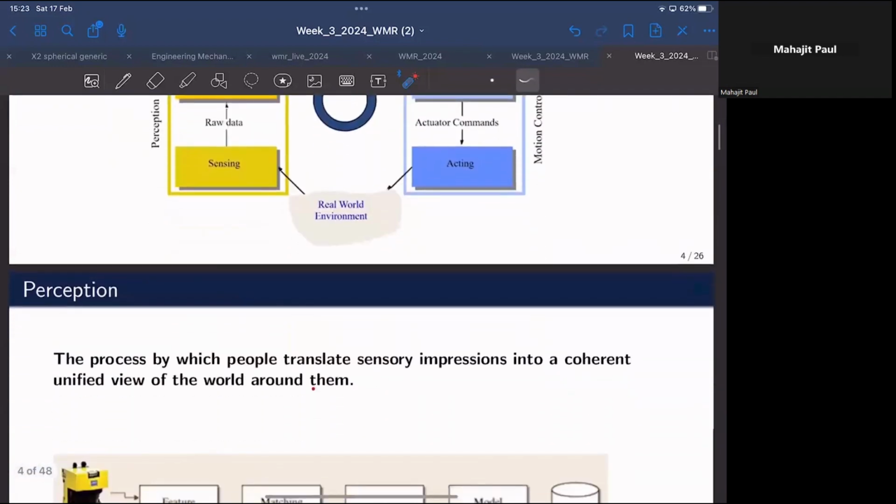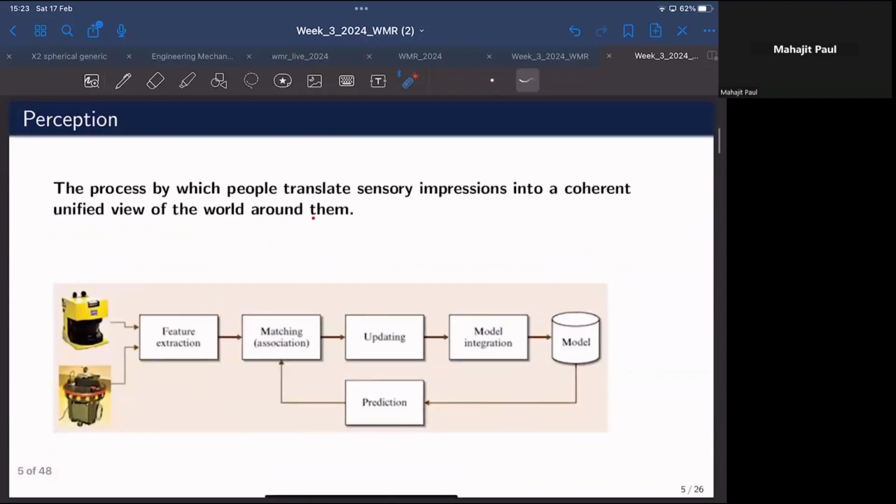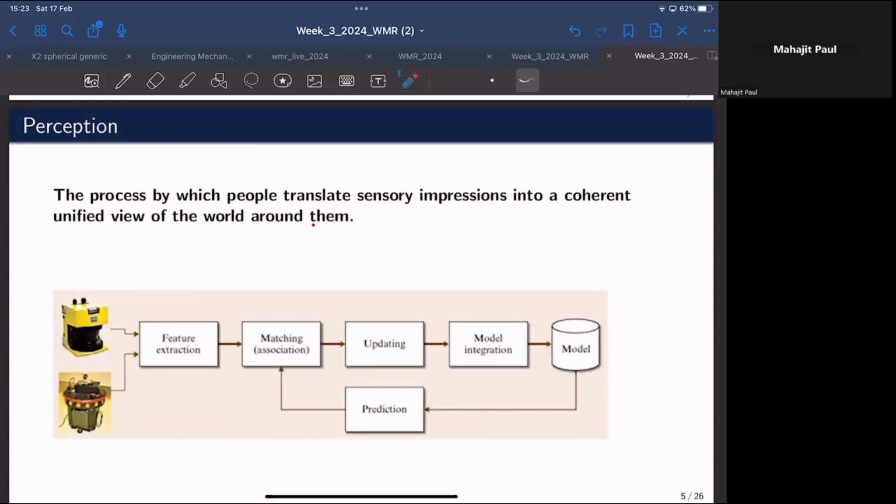So, like I've said, what we are discussing for this week is perception. The key definition of perception, in broader terms, is the process by which people translate sensory impressions into a coherent, unified view of the world around them. If you take the case of a human being, we may be getting all sorts of feedback from the environment.